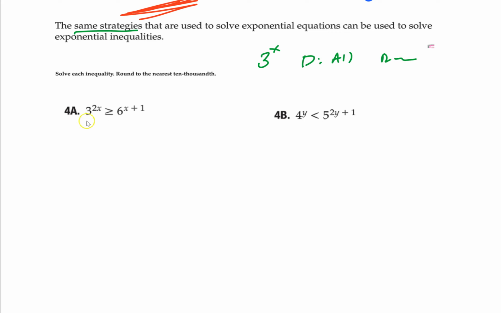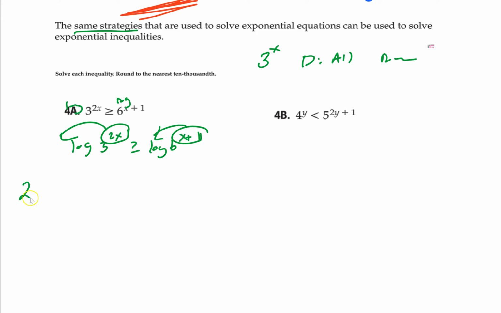So the bases don't match. Take the log of both sides. You're going to get log, let me write it. So it's so ugly. 2 to the x greater than or equal to log 6x plus 1. Right, and we're going to solve this the same way we always do. We bring down the powers, my favorite rule. I'm going to get 2x log 3 is greater than or equal to parentheses x plus 1, very important, log 6.